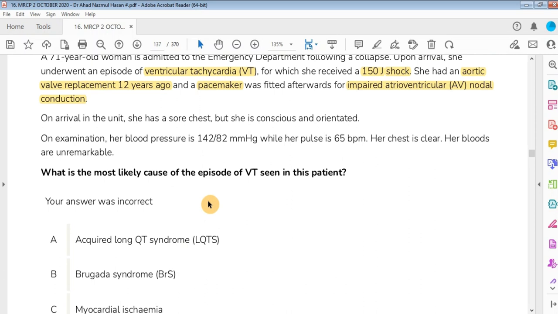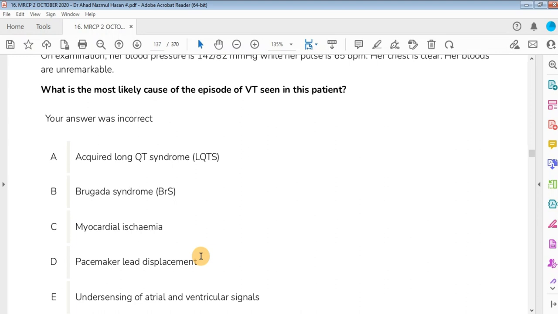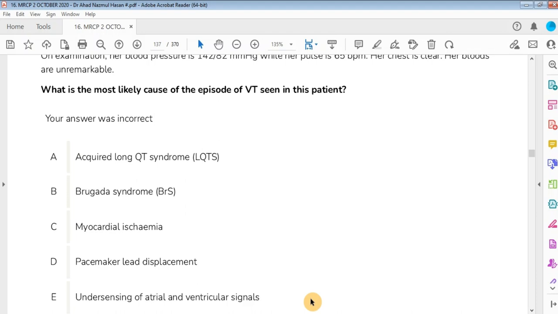In myocardial infarction, the patient will have a history of chest pain. The patient has a sore chest, but sore chest does not indicate the type of chest pain in myocardial ischemia. And pacemaker lead displacement can only occur with a temporary pacemaker, but the patient has a permanent pacemaker. So we have only one option left, that is undersensing of the atrial and ventricular signal.